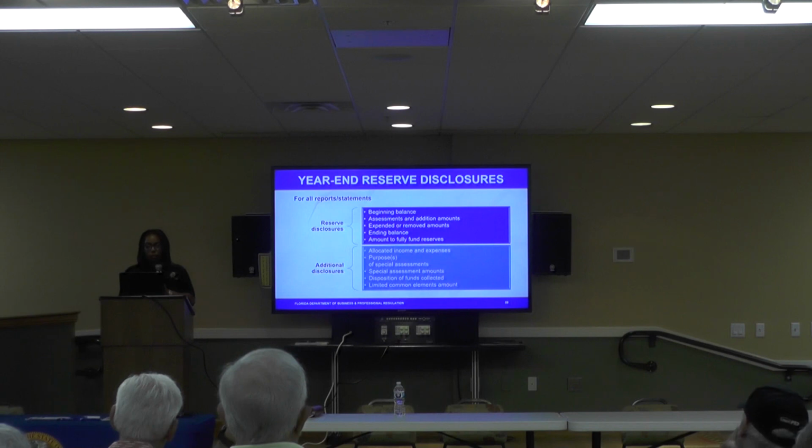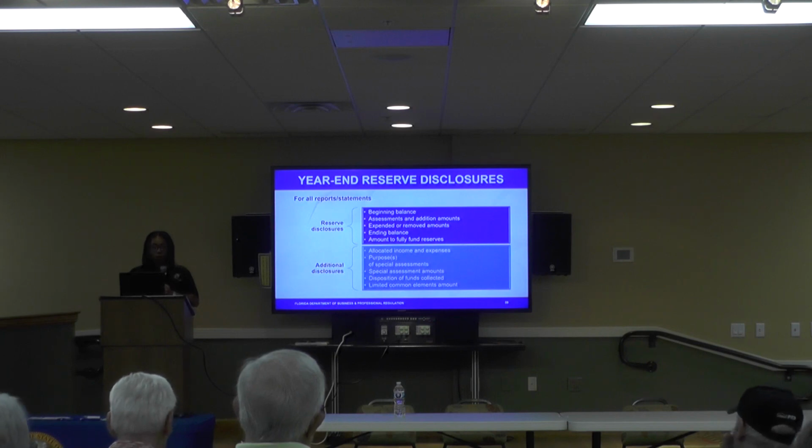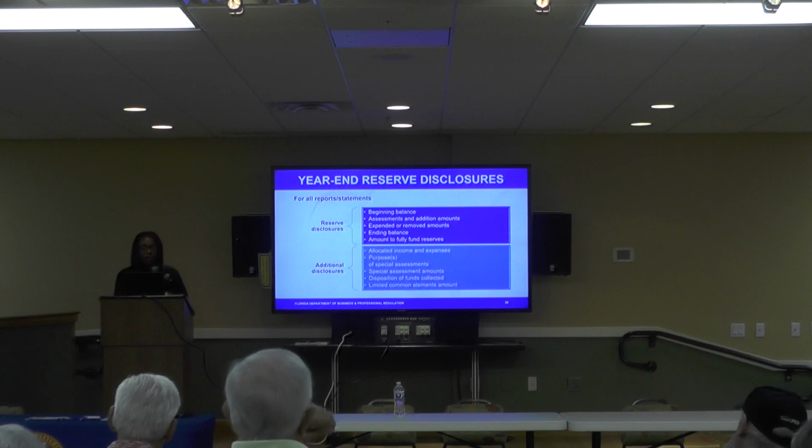It also discloses the method by which the income and expenses were allocated to the unit owners, the specific purpose or purposes of any special assessment to unit owners pursuant to section 718.116, subsection 10 of the Florida statutes, and the amount of each special assessment and the disposition of the funds collected. The amount of revenues and expenses related to limited common elements shall be disclosed when the association maintains the limited common elements. That expense is for those unit owners entitled to the exclusive use of the limited common elements.